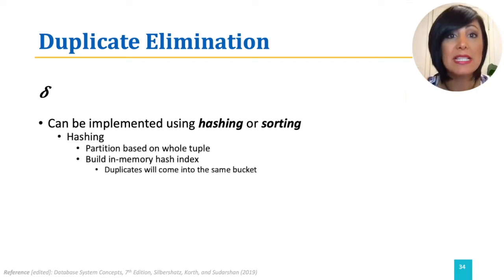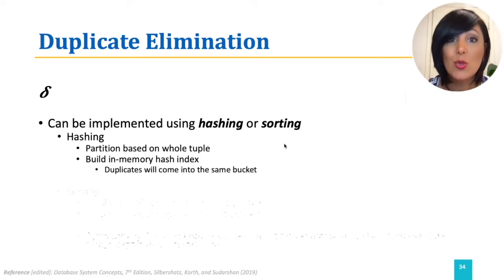The algorithm based on hashing is very similar to what we did in hash join. The relation is partitioned using a hash function, and this function is on the basis of the whole tuple. Then, each partition is read in, and an in-memory hash index is built for it. In building the hash index, the duplicate tuples will be discarded. This is done by ensuring a tuple is inserted only if it is not already available in a bucket.